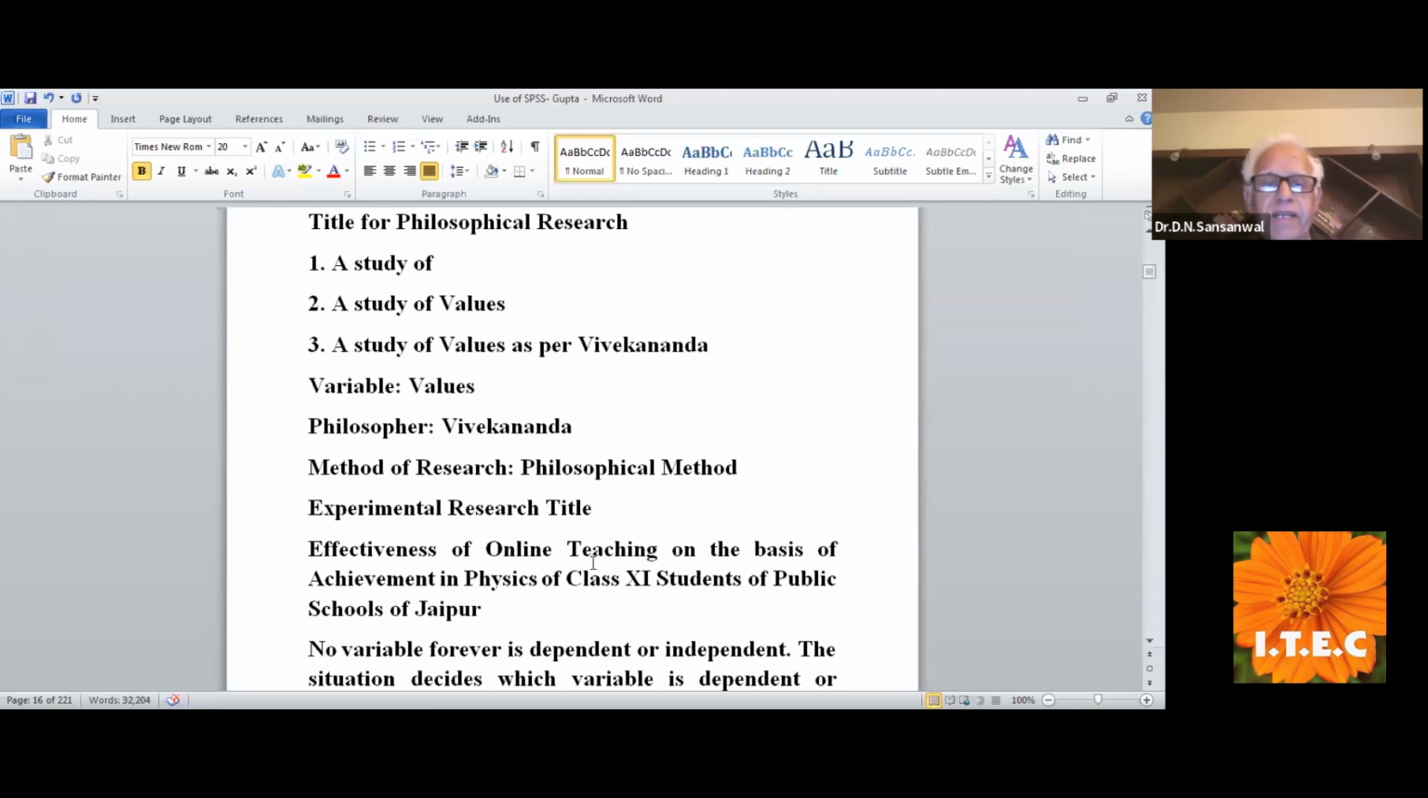Now please understand, here I have used the word effectiveness and you cannot use the word on. You cannot write like this: effectiveness of online teaching on achievement. This is wrong. You have to write on the basis of, or you have to write in terms of. So this is how you can write the experimental title by using the word effectiveness.